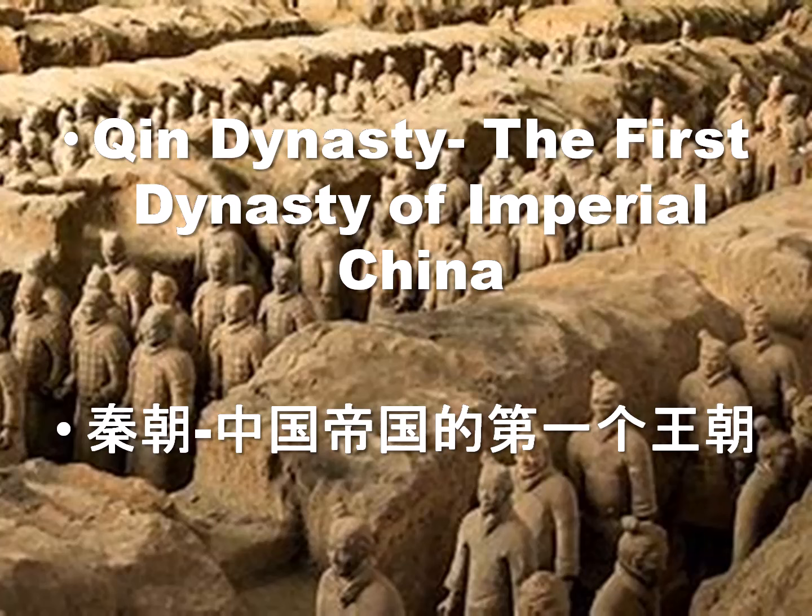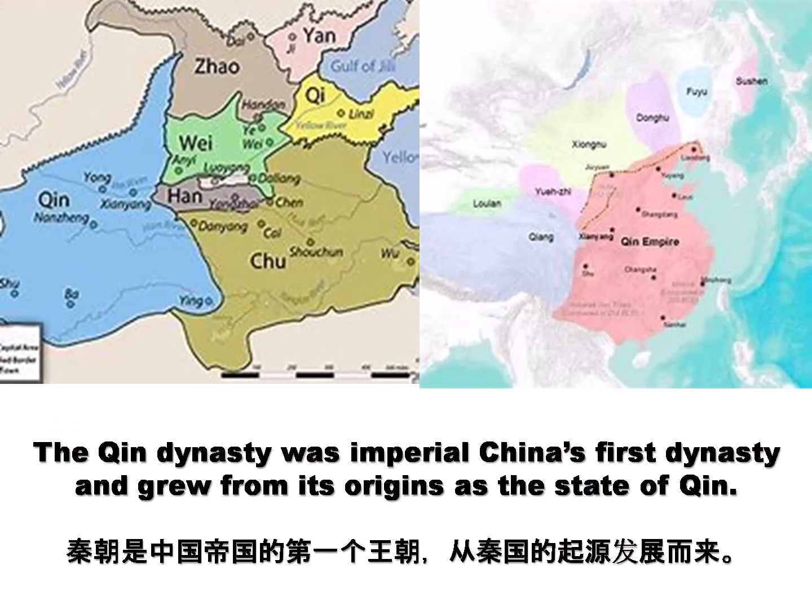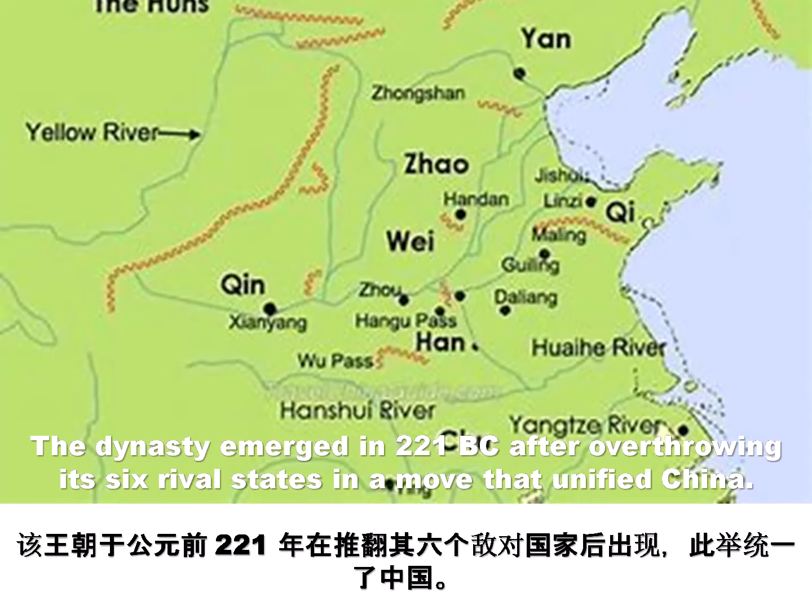Qin Dynasty, the first dynasty of Imperial China. The Qin Dynasty was Imperial China's first dynasty and grew from its origins as a state of Qin. The dynasty emerged in 221 BC after overthrowing its 6 rival states in a move that unified China.